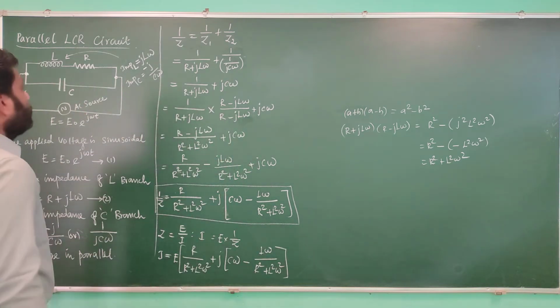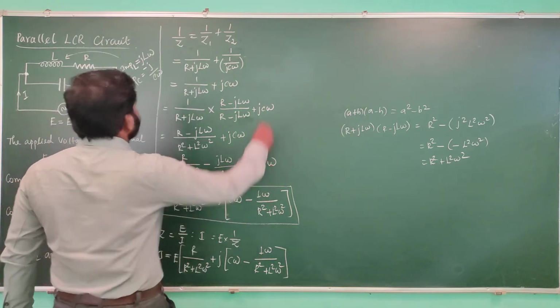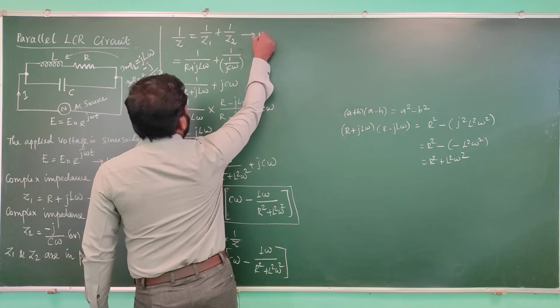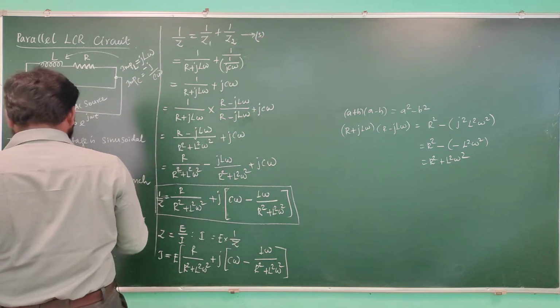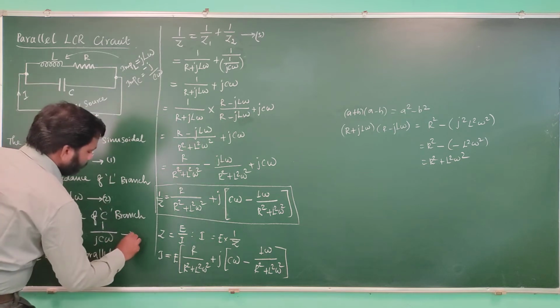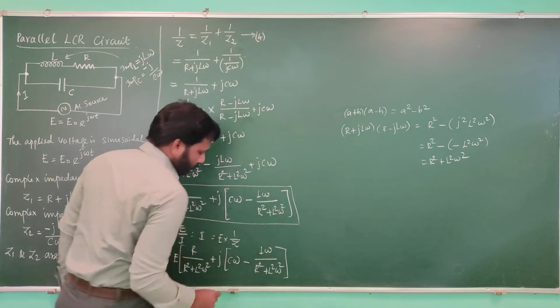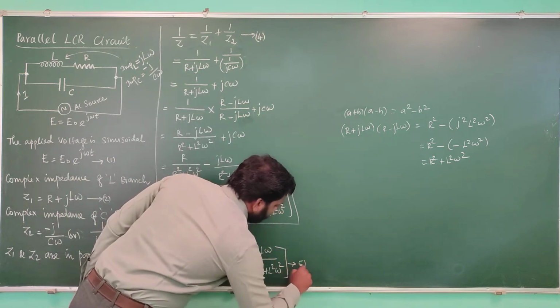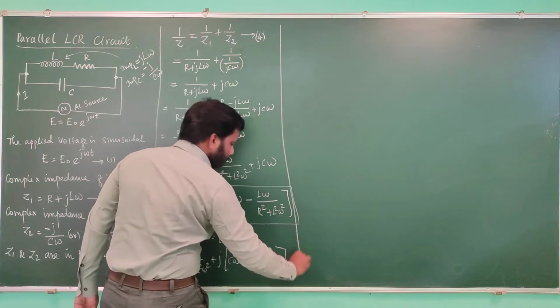So this we can write as equation number 3, this is equation 4, and this we can write as equation number 5. Move forward.